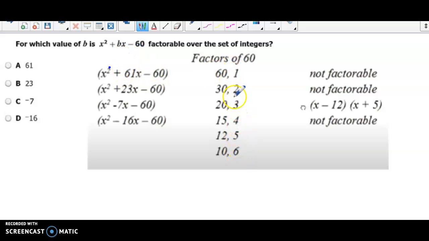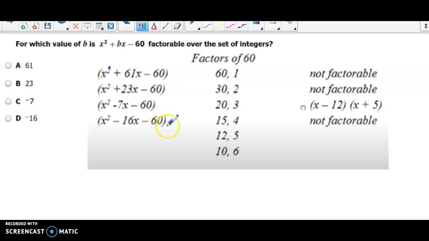None of these I can multiply to get 60 and subtract to get 61. So this one's not factorable. What can I multiply to get 60 that when I subtract, I get a 23? I don't see any of these that are different by 23. So that one's not factorable. I'm going to skip C and come back down to D for right now.